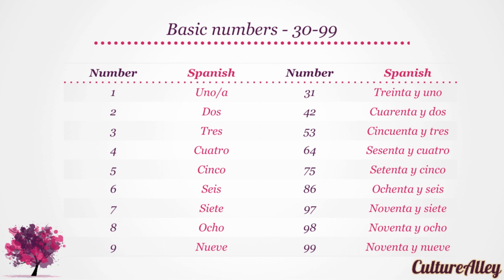Let's have a look at some numbers. 1 is uno or una, and 31 translates to 31. 2 is dos, and 42 becomes 42. Try that, please. 42. 3 is tres, and 53 will be 53. Say that one. 53. 4 will be cuatro, and 64 is 64. Can you say that?